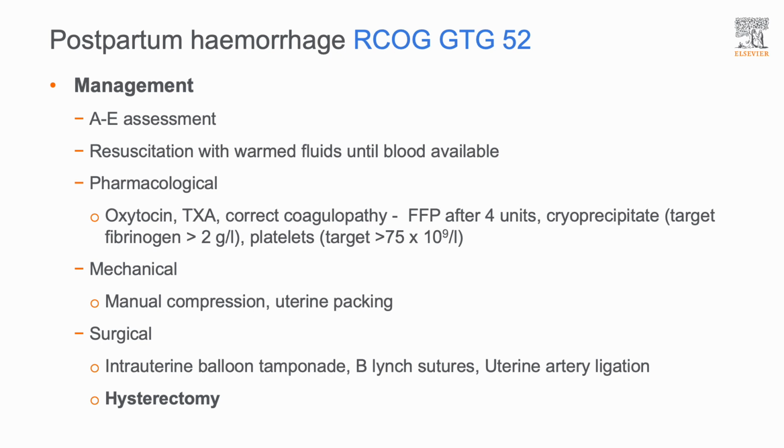Management then involves mechanical strategies such as manual compression or uterine packing. However, typically in major or severe postpartum hemorrhage, surgical intervention is required, which can involve intrauterine balloon tamponade, B-Lynch compression sutures, and any uterine artery ligation. Hysterectomy is a last resort if the bleeding cannot be controlled. However, RANZCOG recommend hysterectomy sooner rather than later if there is ongoing maternal and fetal instability. Complications of significant postpartum hemorrhage include both maternal and fetal death.